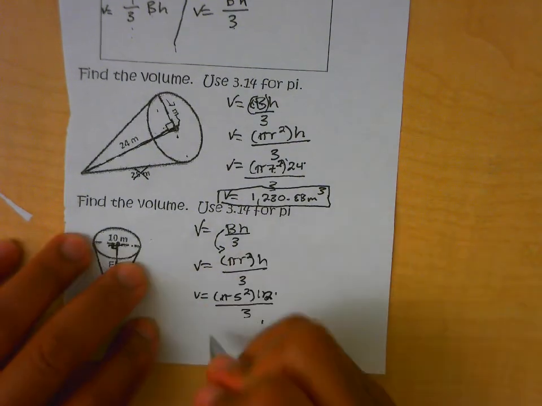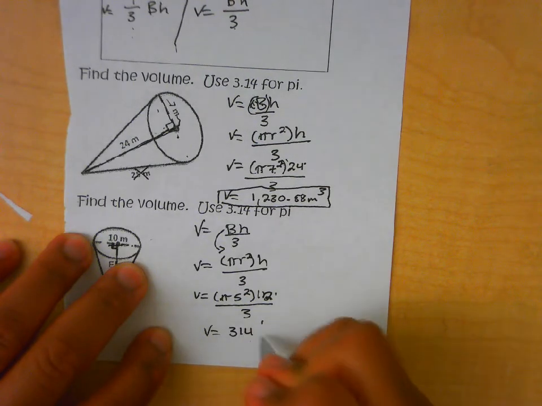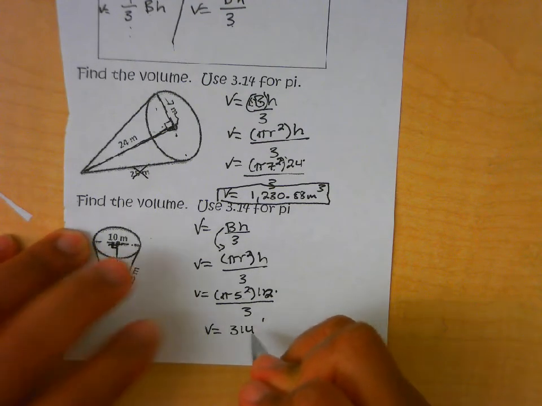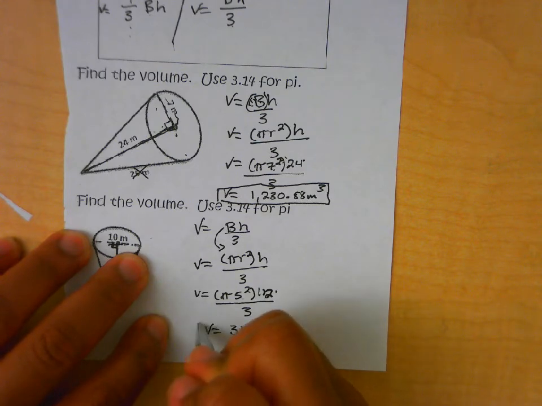So my answer is volume equals 314 meters cubed to the third power.